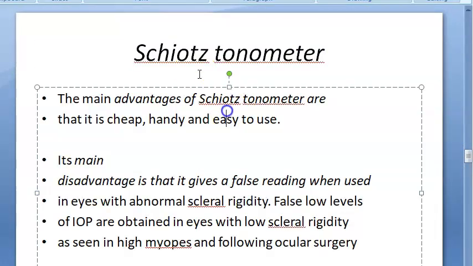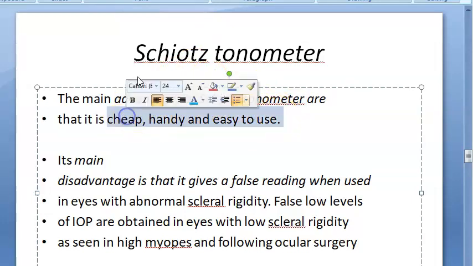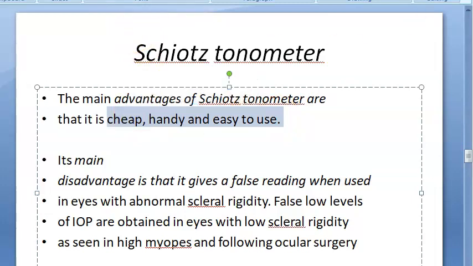Okay. So what are the advantages of Schiotz tonometer? It is cheap, handy and easy to use. You don't need any current or you don't need to buy some big digital equipment. This is a manual, mechanical way of doing it. Very good, right? The main disadvantage is that it gives false reading when used in an eye with abnormal scleral rigidity.